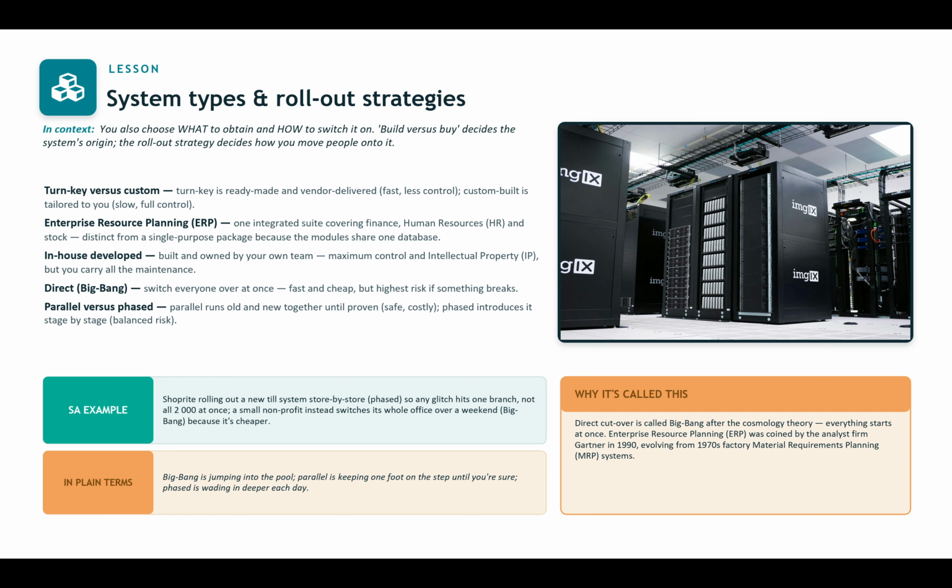So it's a matter of choosing how you can actually roll out these systems correctly and what then suits your use cases in the real world. You don't want a situation whereby with all great intentions of updating to the latest systems, you end up bringing business to a halt. An example of this is ShopRite rolling out a new till system store by store, which is phased. So any glitch hits one branch, not all 2,000 at once.